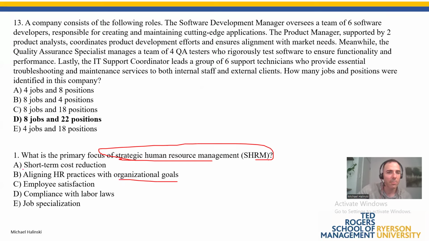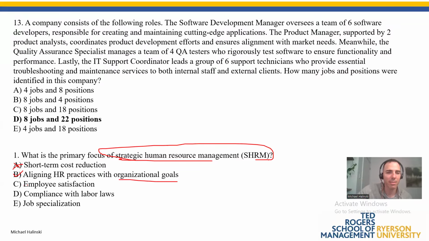But let's take a look. Short-term cost reduction, yeah, possibly, but it could also talk about developing more profit. Something strategic, high level, could be profit, or it could be reducing costs, so we don't know based on that. That's probably not enough. I already said this one's kind of good. Aligning practices with goals, yeah, that one definitely sounds like it.